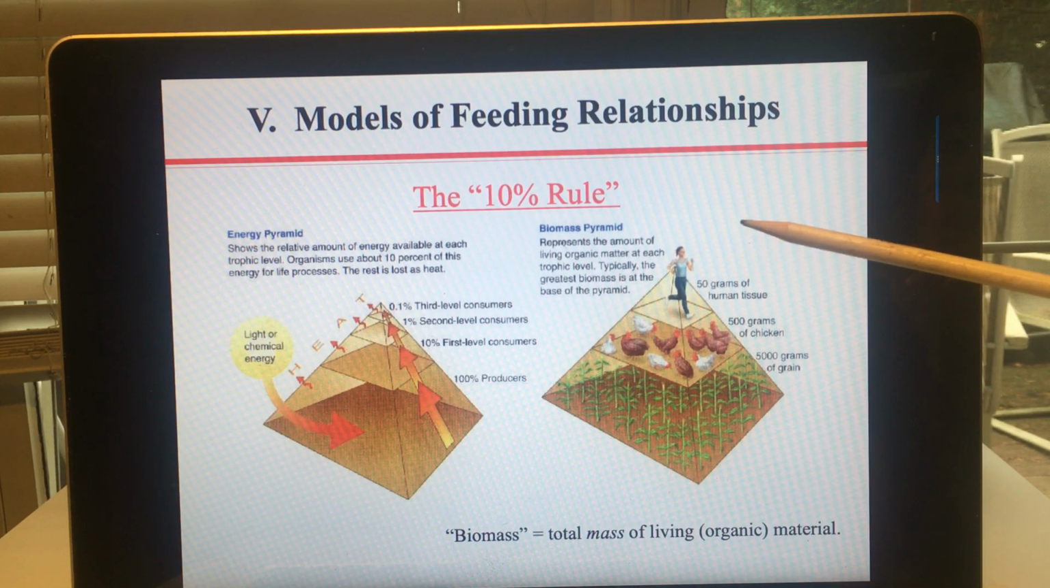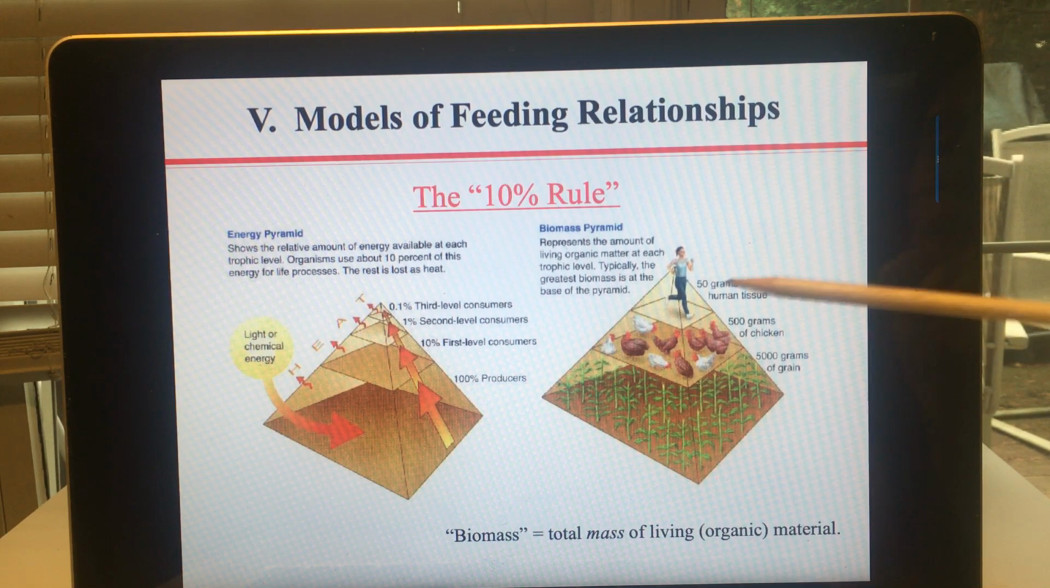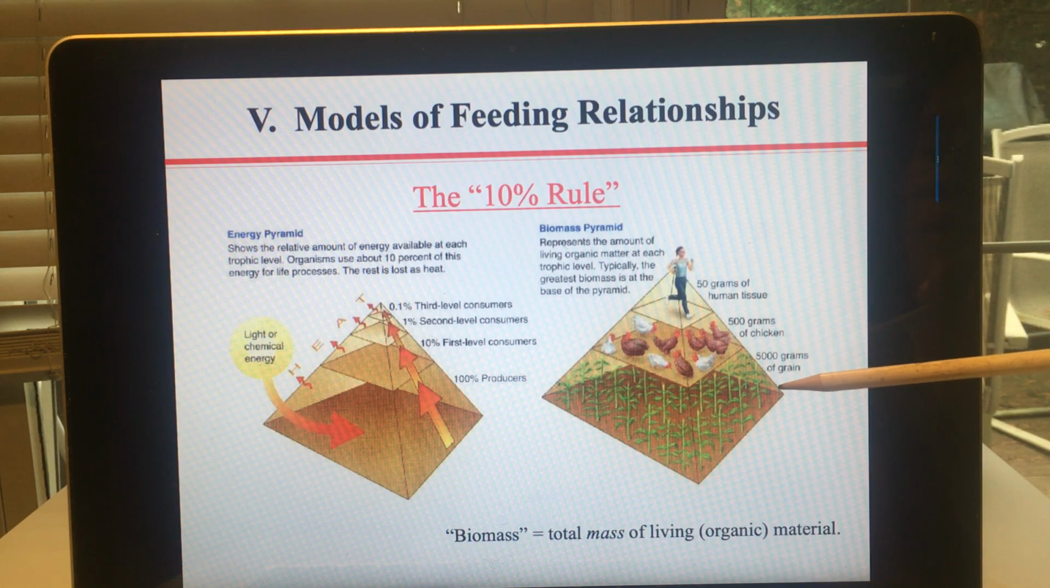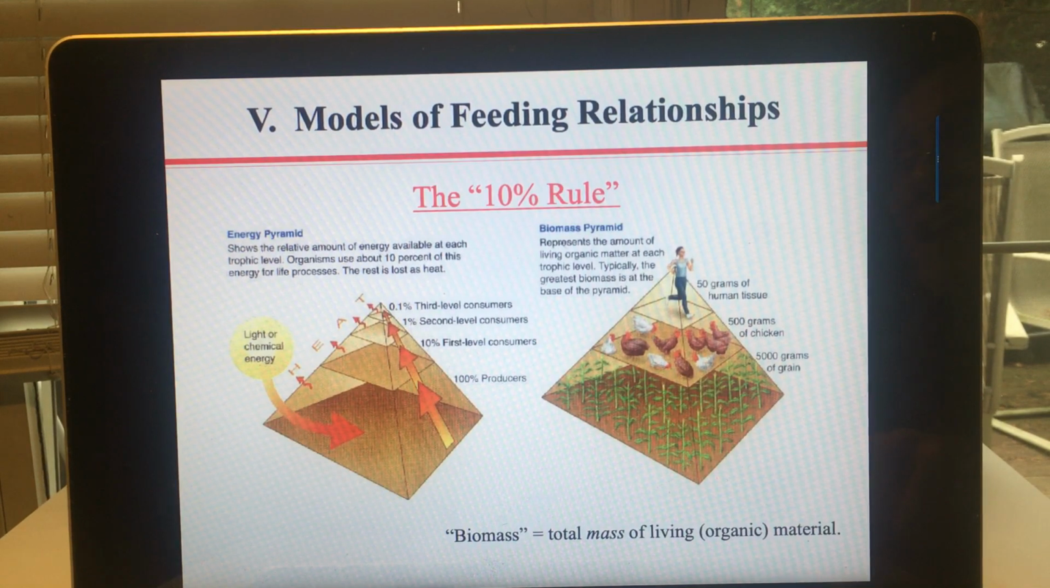Now you might be wondering, wouldn't it be more efficient for humans to eat grains than chicken? And absolutely it would be. So if you are a vegetarian or vegan, you're actually being more energy efficient in terms of the planet's ability to provide food. So certainly it's a better strategy for humans to be vegans or at least vegetarians than to be omnivores, but meat tastes good, so we tend not to do that.